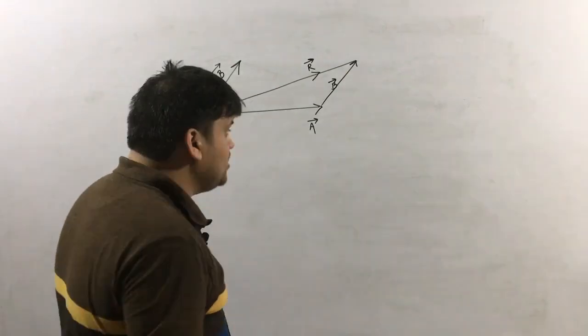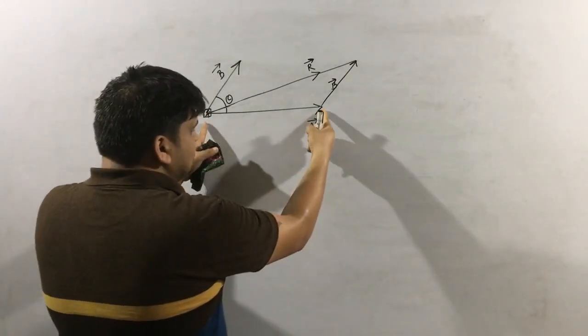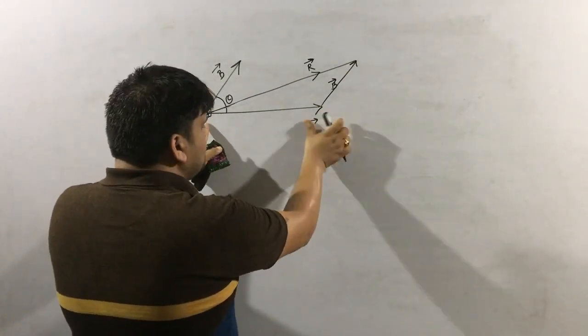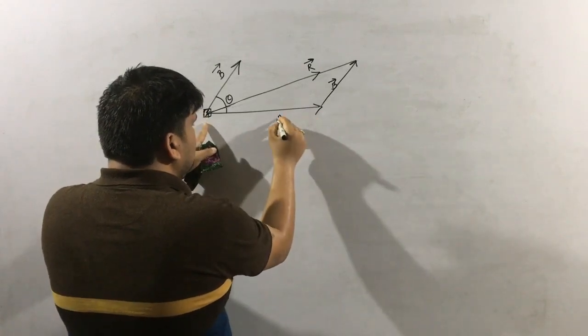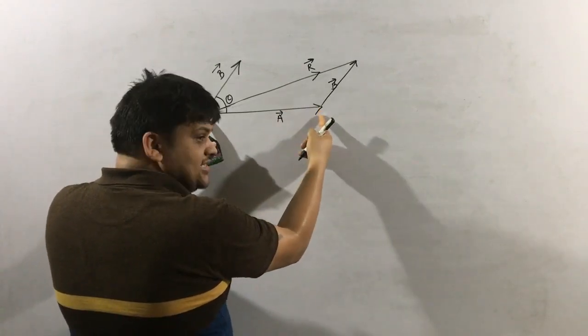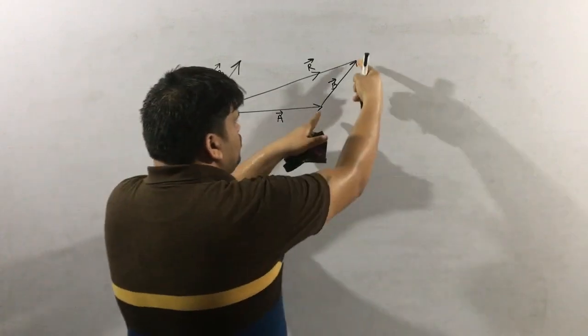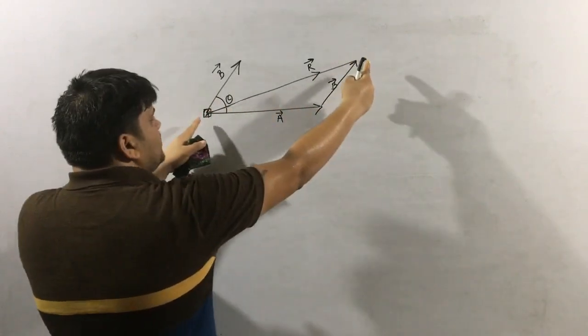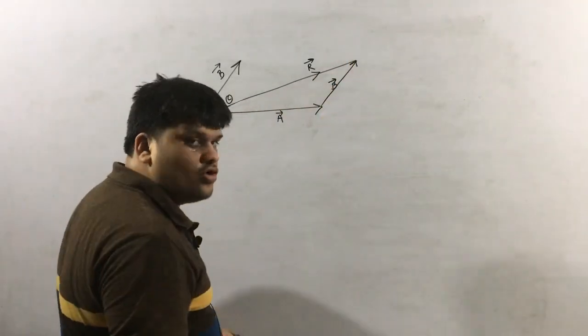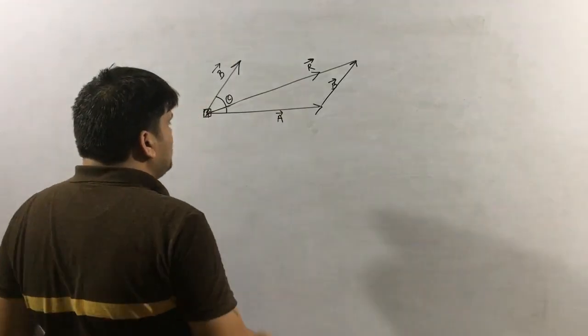Now what do I have to find? If I know this magnitude, this A vector I am writing here, and if I know this magnitude, then what will be this magnitude? I have to find a formula. So what is given to me?